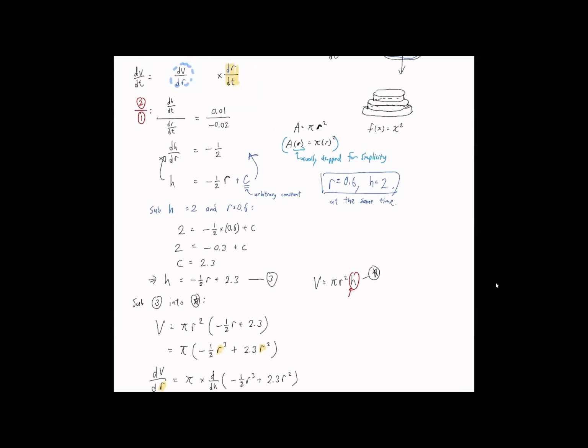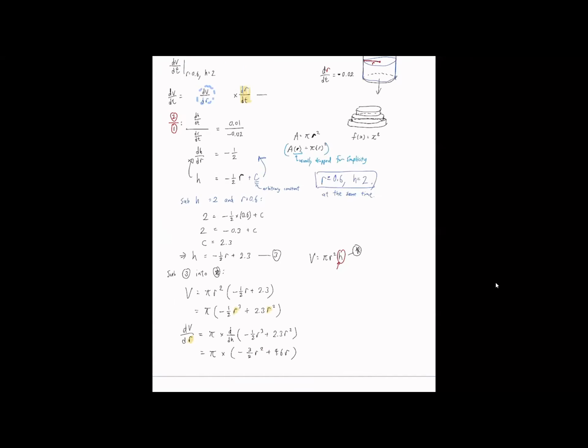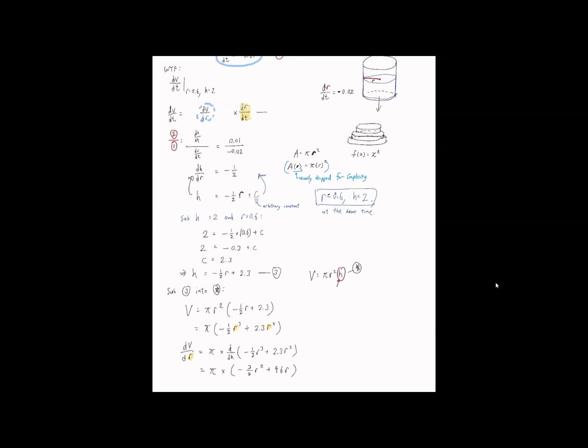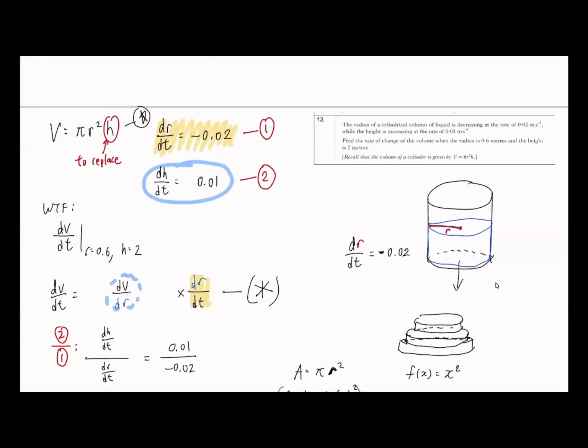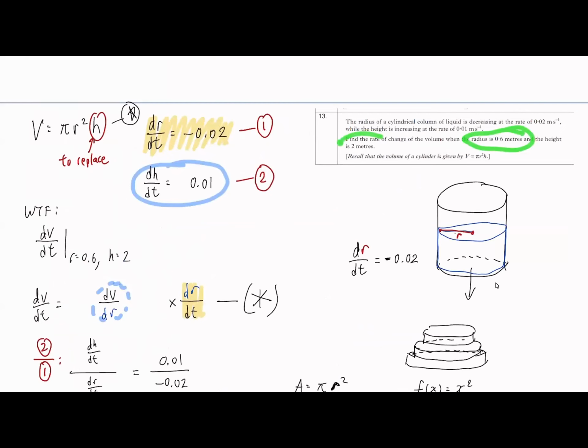Yes, because you have dr over dt. After that, you just need to sub in r equals, I'm running out of letters, 0.6. Asterisk. Okay, you can continue the rest. Sub dV by dr into asterisk, and you can fill in the rest. The initial conditions as well, which were radius is 0.6, height is 2. R equals 0.6, h equals 2. Just remember to sub in those two values as well.